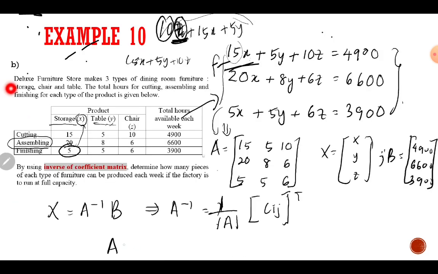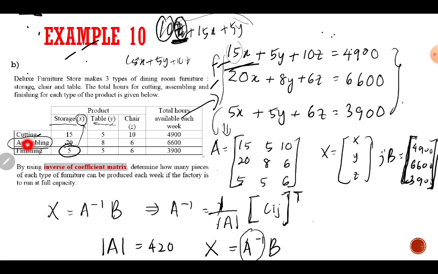Saya bagi jawapan terus. Dia punya determinant you should get equal to 420. Okay, tu dia punya determinant. Saya bagi determinant value je lah. And then finally, bila you dah dapat determinant, you determine the cofactors dia, you transposekan, then you will get X, where it is equal to A inverse times with B. Maknanya, B ni, this is your matrix 4,900, 6,600, 3,900. Multiply dengan A inverse yang you dapat.